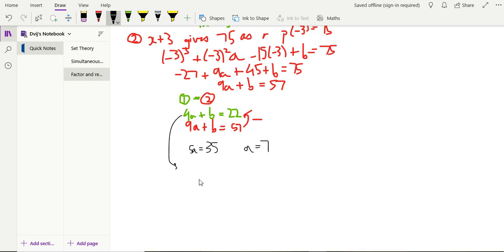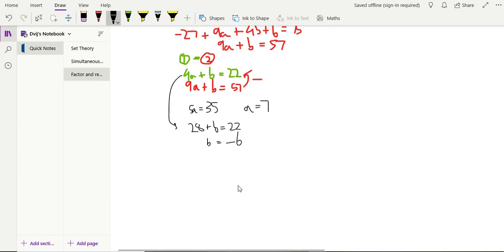Let's sub the a back in there. So 4 times 7 is 28. So 28 plus b is equal to 22. So b has to be 22 take away 28, and that's of course going to be negative 6. And that's it, we're done. a is 7, b is negative 6.